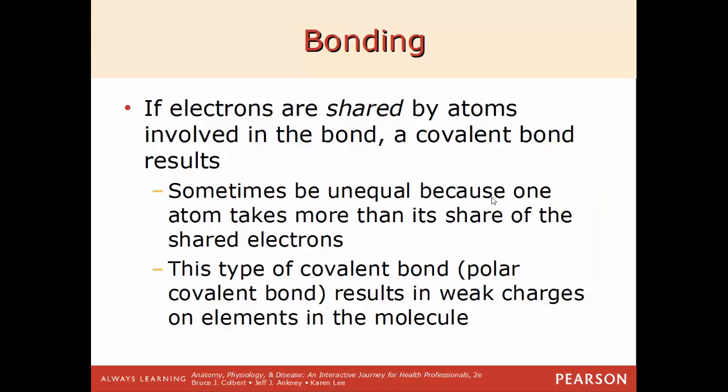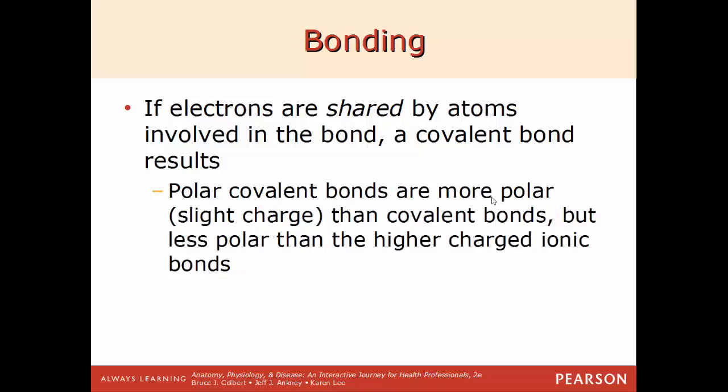Alright, if electrons are shared by the two atoms, a covalent bond is created. Now sometimes this sharing can be unequal because one atom will take a little more of its share than it should. And this type of covalent bond is called a polar covalent bond because you are creating areas of that compound that are differently charged. Some areas are going to be weaker, some areas are going to be stronger. Polar covalent bonds are going to have a slight charge to them, a little bit more polar than a regular covalent bond, but less polar than the higher charged ionic bonds.